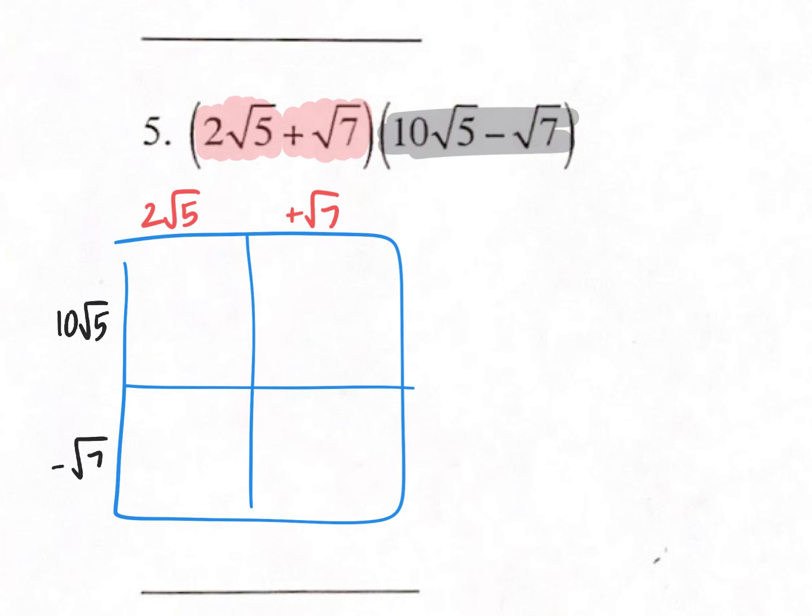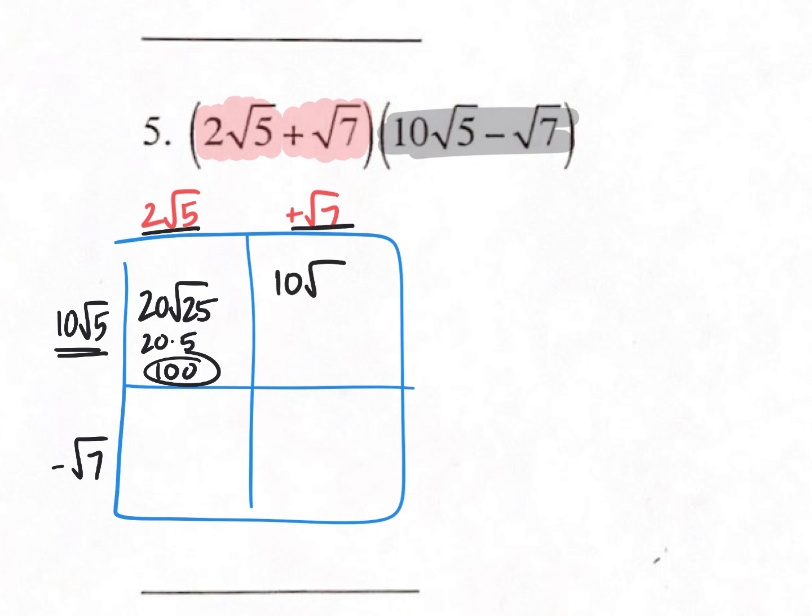Now all we're going to do is multiply underneath. So I'm going to take first 10 square root of 5 times 2 square root of 5 and get 20 square root of 25, which is actually 20 times 5, which is 100 in that one. Then I'm going to take 10 square root of 5 and multiply it by the square root of 7 to give me 10 square root of 35. Now I'm going to move down to the negative square root of 7. When I multiply it by 2 square root of 5, I get negative 2 square root of 35. And lastly, I take negative square root of 7 times the square root of 7 to give me negative square root of 49, which is equal to negative 7.